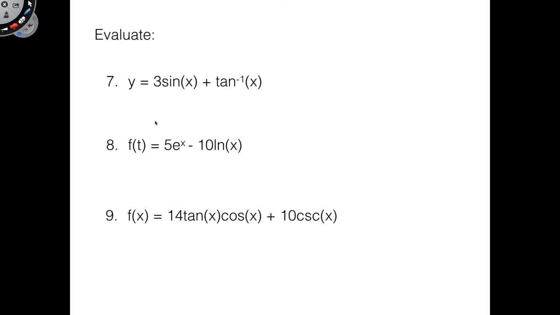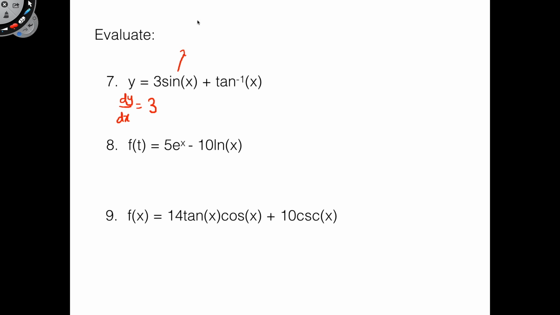So y equals 3 sine of x plus inverse tangent of x. So again, let's just go ahead and get started with this. So dy dx equals 3. Again, this is because of the rule about constants, meaning I can pull a constant out of any derivative expression, so it's 3 times the derivative of sine of x.